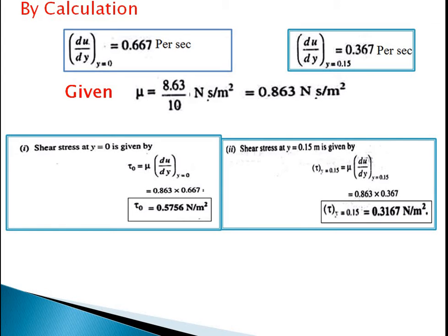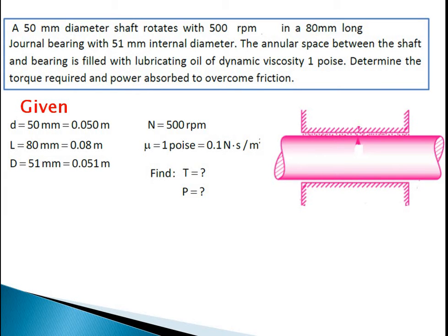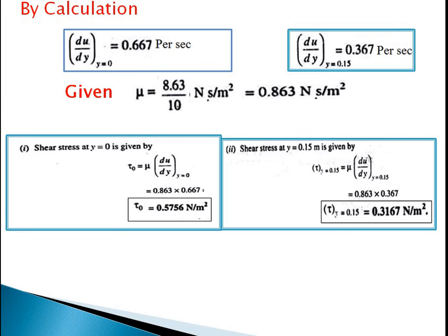Similarly, for the second equation, at y equals 0.15 meter, tau is equal to tau of y at 0.15, which equals 0.3167. So these two values are the two solutions for the above equations.